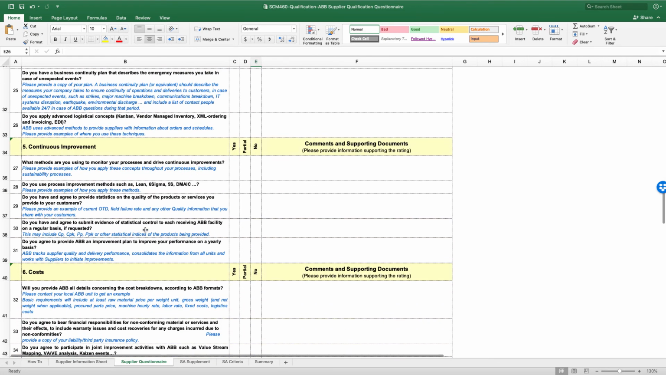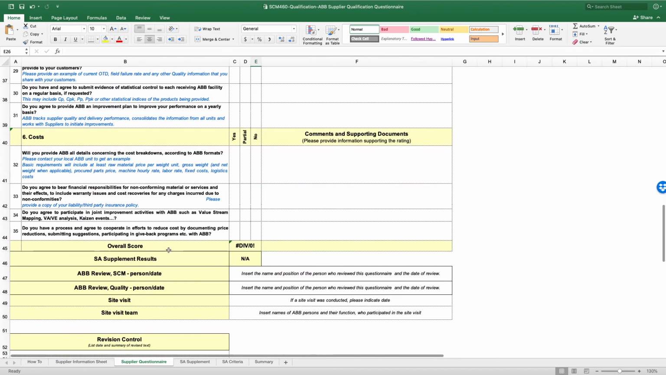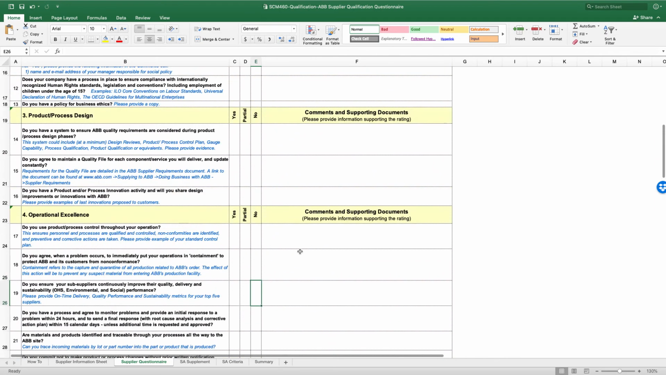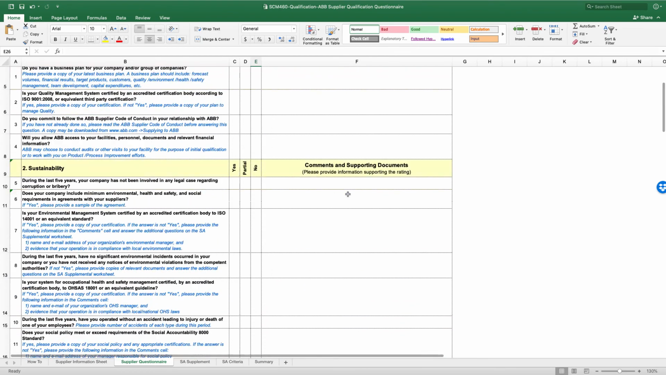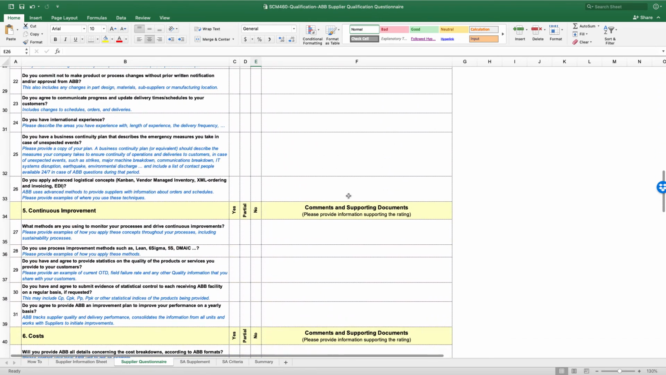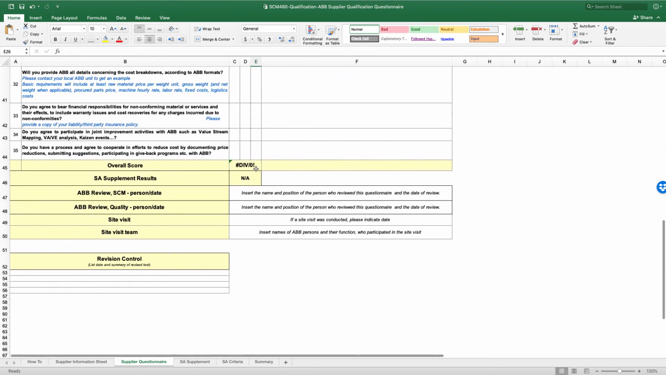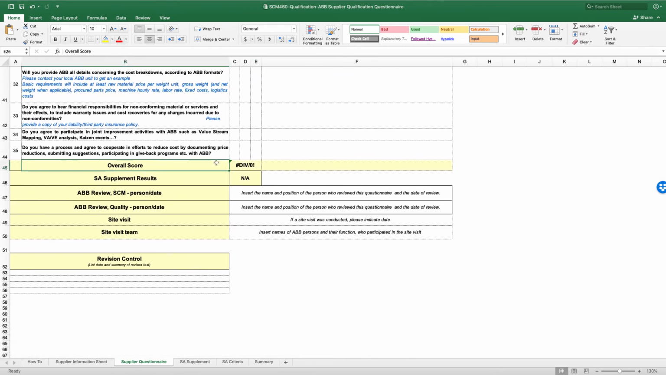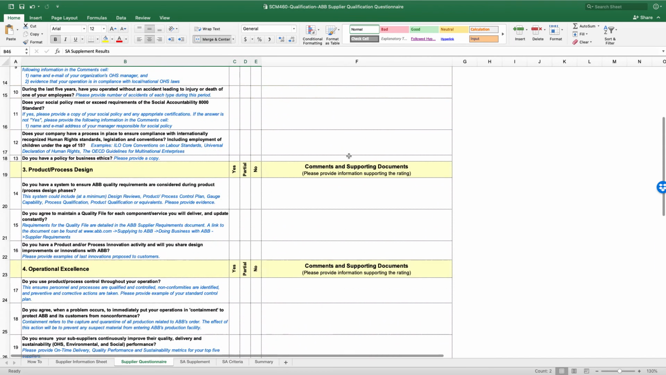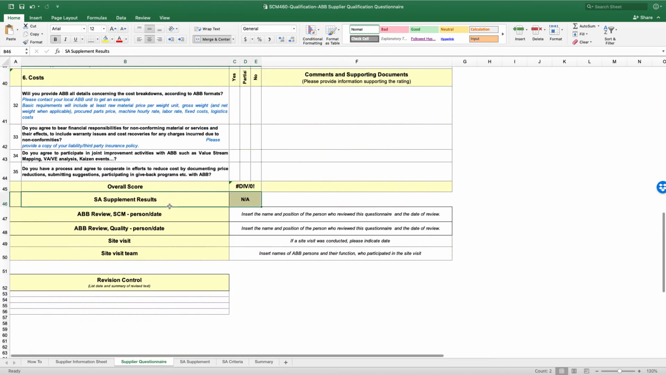Again, these questions are also very personal. Continuous improvement, level of cost. And look at that, according to your answer, and this is very transparent to the supplier, ABB will give you a score, which can be increased or decreased by the supplementary document that you provide. According to this, there is a review made by a supply chain person, a quality person, or a site visit team.